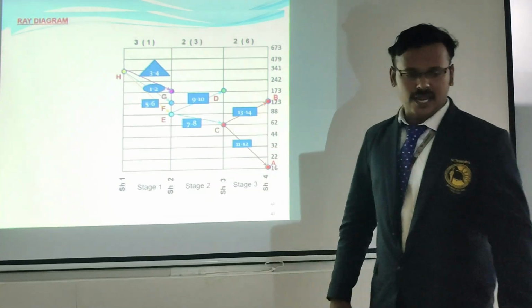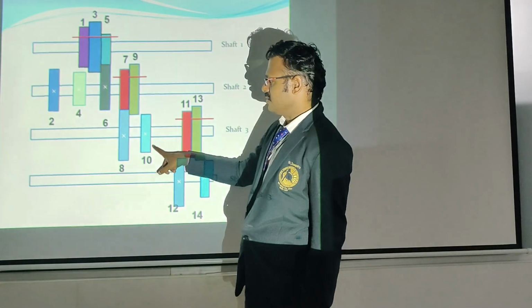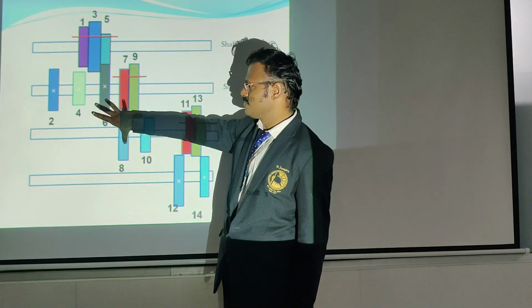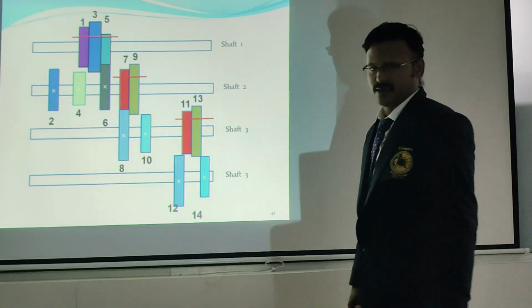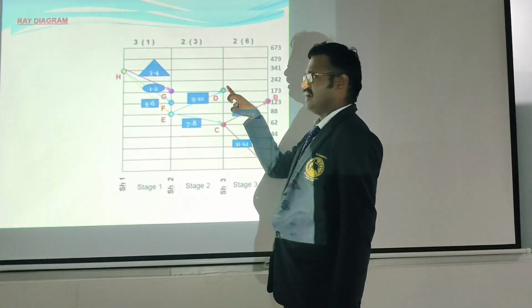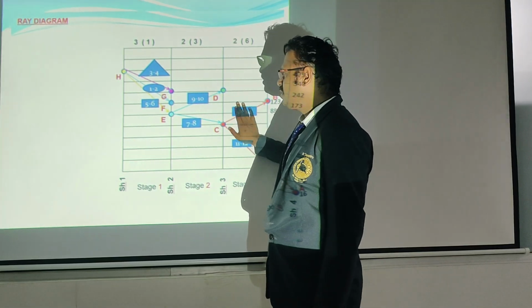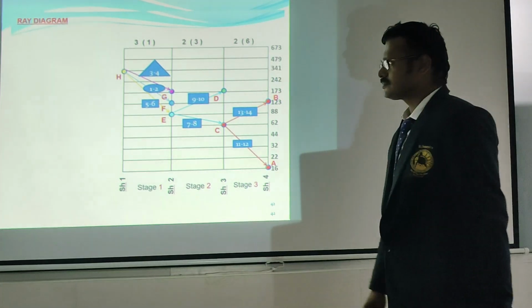So 7 to 8, 9 to 10. If you see that, 7 to 8, 9 to 10, 8 is the larger gear. So for the lower speed I have to choose this pair. For higher speed I have to choose the 9, 10 pair. That only I have marked here. So 7, 8, 9, 10. Then we have completed stage 3 and stage 2. So we have to complete stage 1 also.